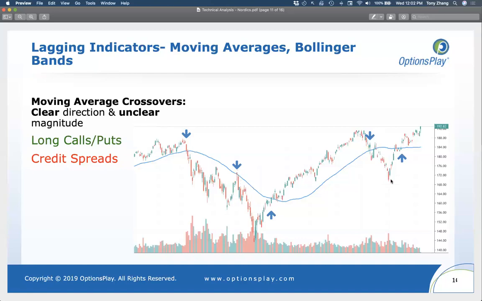The most important thing that I want to remind everyone is that when you're using a moving average crossover, it does not give you any sense for magnitude.